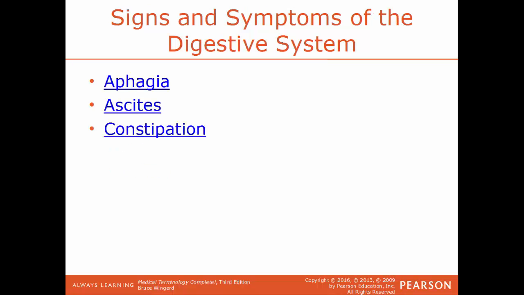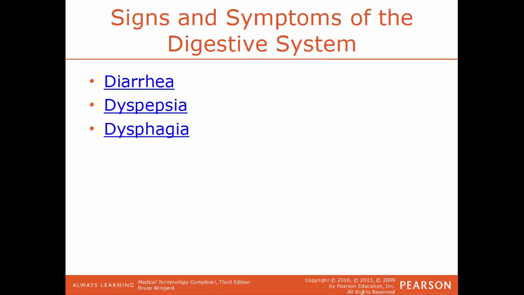All right, now we'll talk about some specific signs and symptoms of the system. Our first term, aphasia. This means the inability to swallow. Our next term, ascites, is a reference to the buildup of fluid within the peritoneal cavity, which will cause abdominal swelling. Constipation. This is where there is a difficulty in evacuating the bowel. This is usually because your intestines are absorbing too much water. Okay, the opposite of that would be diarrhea. This is having very loose stools, where there's a lot more water in the stool than there normally should be.